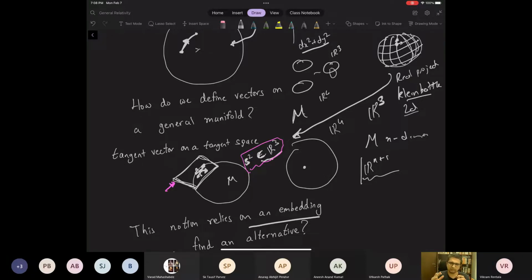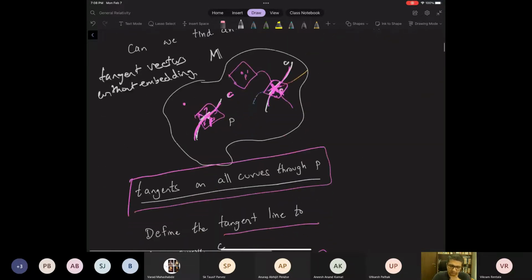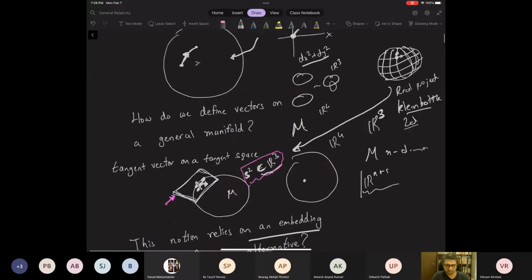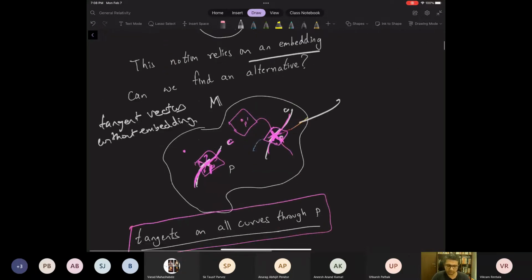So if you only have your manifold, how do you define tangents on a manifold? The way we said is that you can take this intuitive idea of a tangent plane, and instead of thinking about tangents which live in some space which is not on the manifold, you can think about curves passing through a point. So on an arbitrary manifold, you can consider a curve passing through some point P, and we will use a variety of such curves to define tangents. So we'll define the tangent to the curve at the point P.